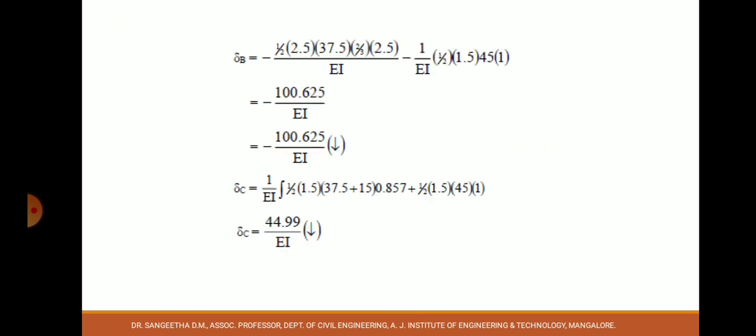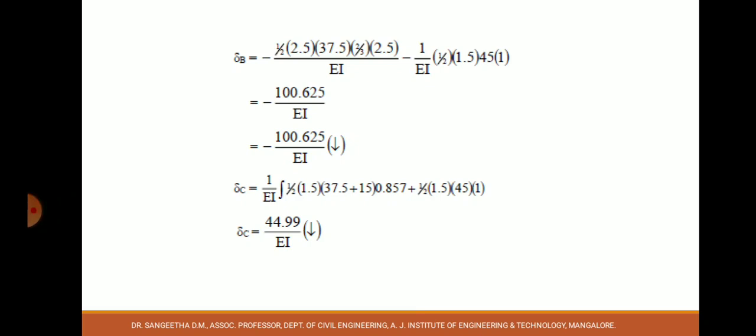Now we will go for the deflection, that is delta B. It can be small delta or capital delta. Delta B and delta C are the area of the M by EI diagram into its CG distance, the area of the M by EI diagram into its CG distance.